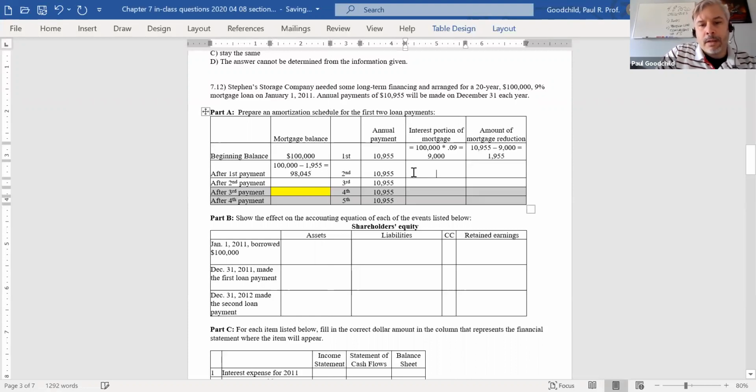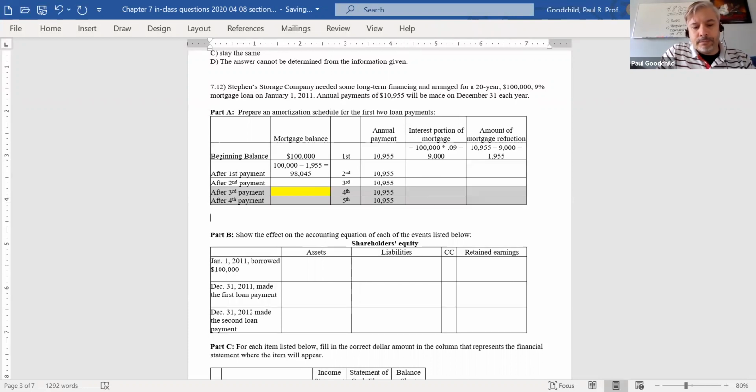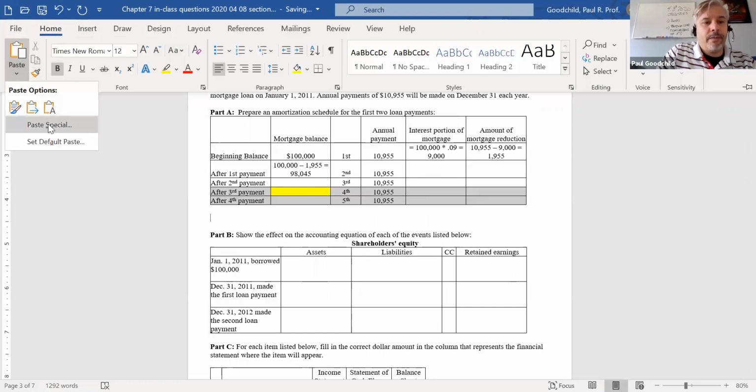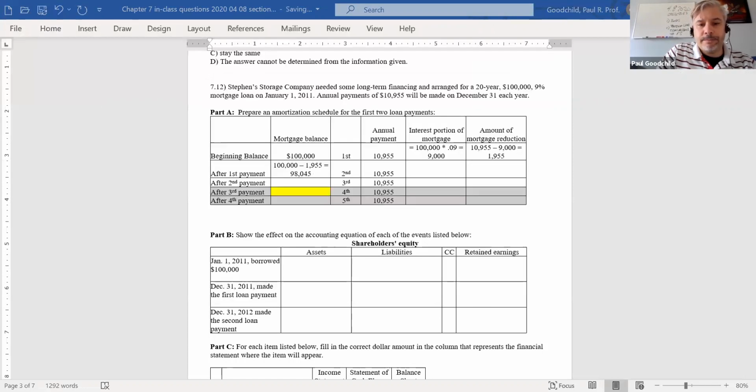Okay. And follow those steps through. And again, I'm going to embed an Excel file here so you can see how it works. Oh, got to go back and copy it. Give me 1 second.